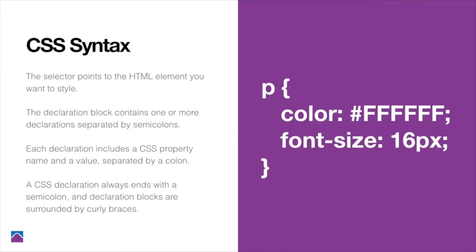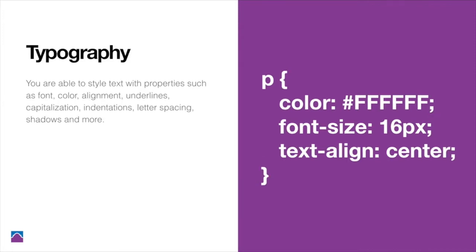So this is just another example. If I had a paragraph selector, and then I define styles for that tag. For typography, you can have properties that override the font, color, alignment. If you want text to be underlined, capitalized, indentation, letter spacing, shadows, there's so many more.